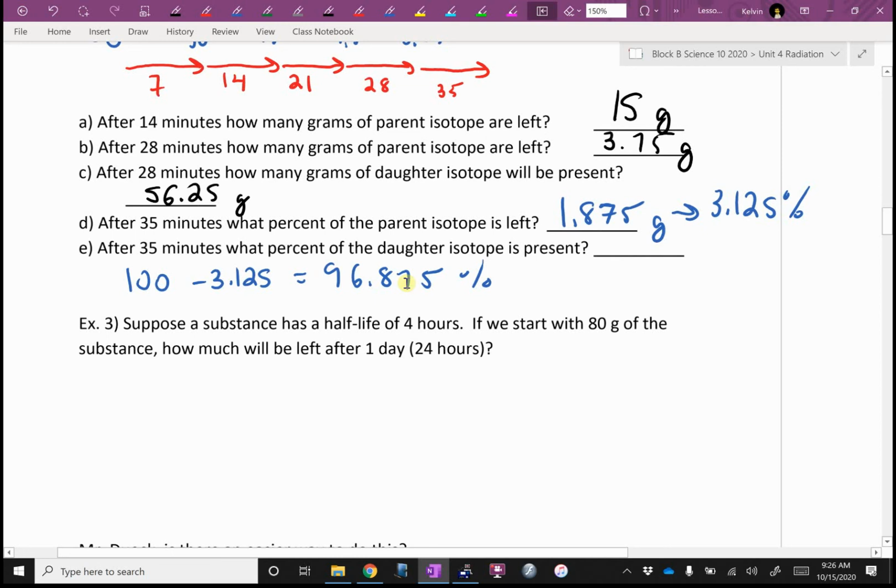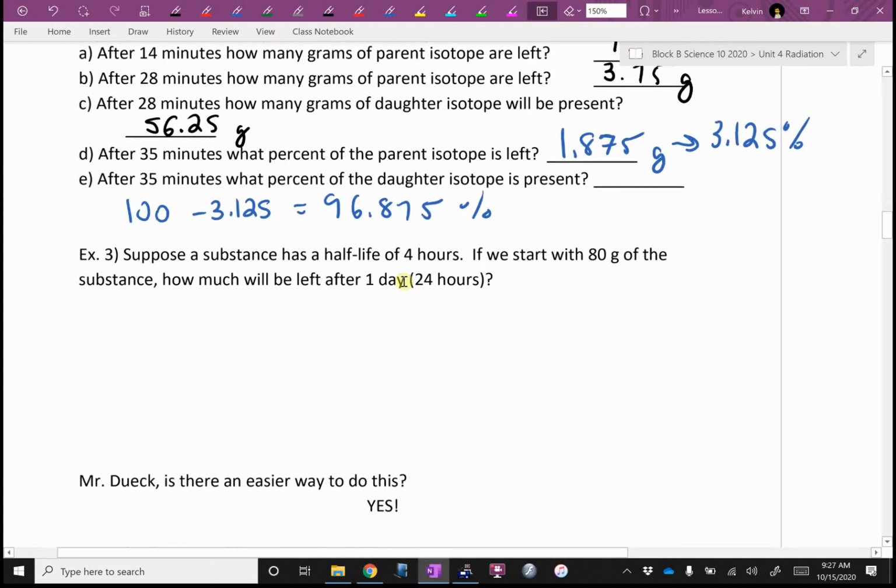Now, the calculator method is a bit of a pain. I'm going to do one more with the calculator, and then I'll show you what I think is a little easier way to do it. But we'll start with calculators. So example 3, one more. Suppose a substance has a half-life of 4 hours. If we start with 80 grams, what will be left after 1 day, 24 hours? We need to figure out how many half-lives that is. If one half-life is 4 hours, how many half-lives in 24 hours? Acacia, 6. So 24 divided by 4 is 6 half-lives.